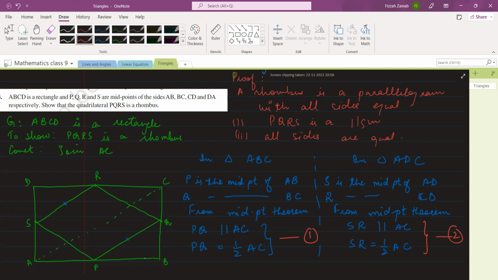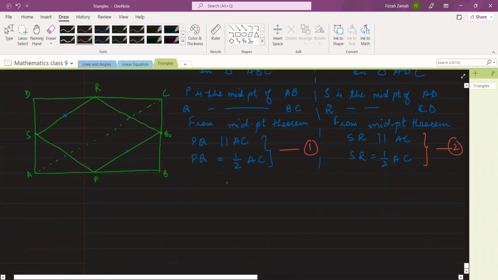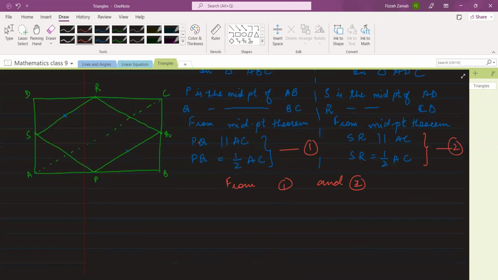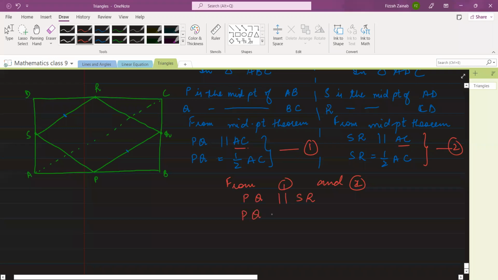Yeah, so now if I combine 1 and 2, so from 1 and 2, what will I get? This is also parallel to AC, this is also parallel to AC. So I'll get PQ will be parallel to SR, right? And also PQ will be equal to SR because both are half AC, half AC. So again, one pair of opposite side is equal and parallel, so it's a parallelogram. Understand?